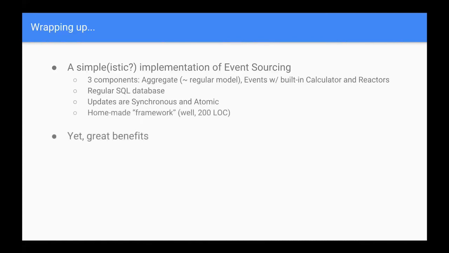A homemade framework, 200 lines of code, and yet it provides great benefits. We get a full history and audit log. Updating aggregates and backfilling data is easy. You know when you are on your Rails app and you have to add a column and then you write some custom script to go back and figure out what the values are, and you add that to your migration and you hope that it will work. Well, with event sourcing, you just update the calculator, you replay the events, and it's done.